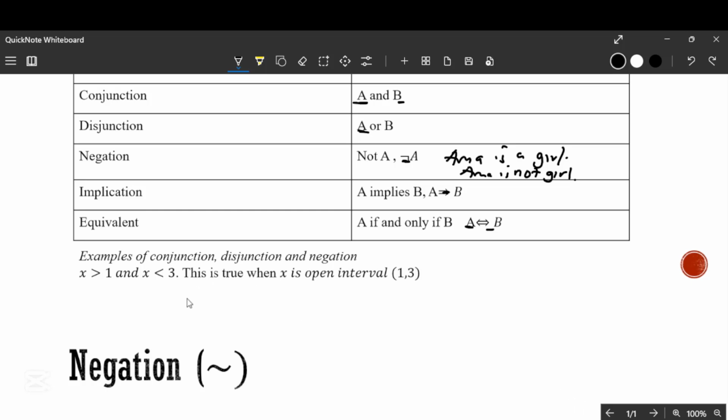Now, let's look at this particular question. Examples of conjunction is used in this particular statement. In this open interval, we have 1 and 3. If we say that X is greater than 1 and X is less than 3, it is only true when X is in this open interval, that is, X is greater than 1 and X is less than 3. This statement can only be true when X is in this open interval.